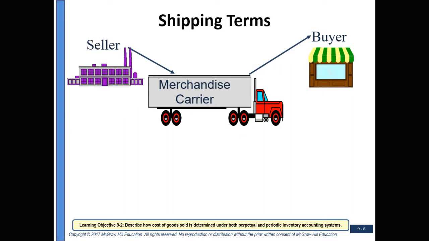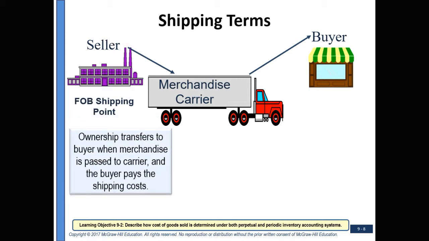Now with shipping terms, these are often designated FOB. Our shipping terms determine ownership of merchandise. Ownership transfers to the buyer when merchandise is passed to the carrier using FOB shipping point, and the buyer pays the shipping costs. Now this may be that the buyer is paying the shipping costs on the invoice and remitting them to the seller, but they are the person paying for the shipping costs.